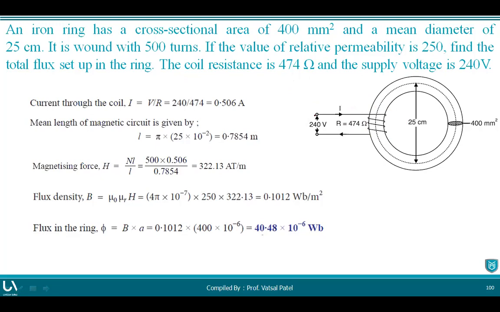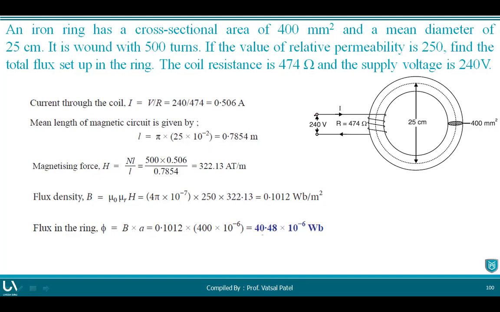First of all, we have the voltage and the resistance value of the coil. So we'll first identify how much current is flowing. According to Ohm's law, the current flowing through the coil is I is equal to V by R. So voltage is 240 volt divided by 474 ohm resistance, and based on that you will find that the current flowing through the coil is 0.506 ampere. So this is the total current flowing through the coil.